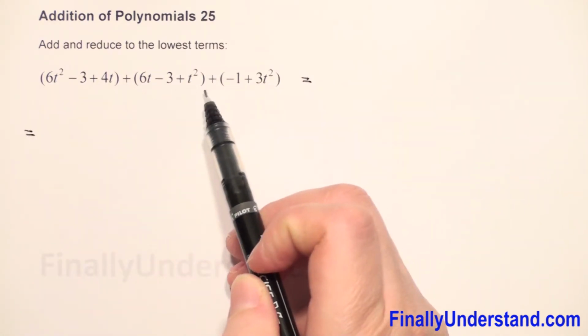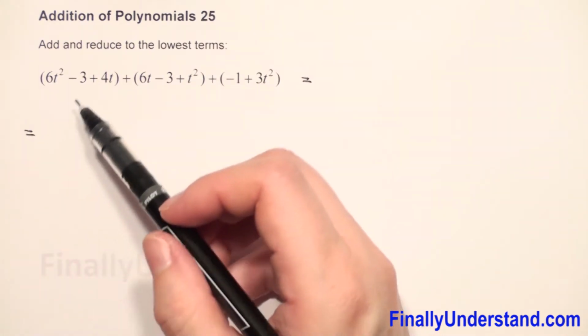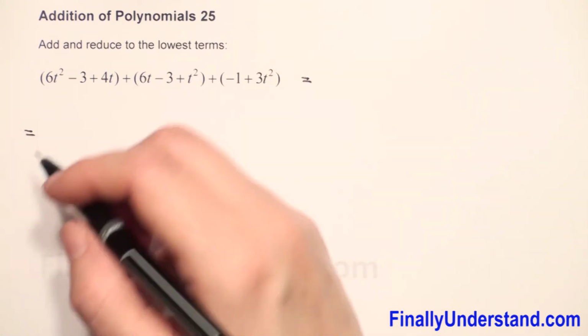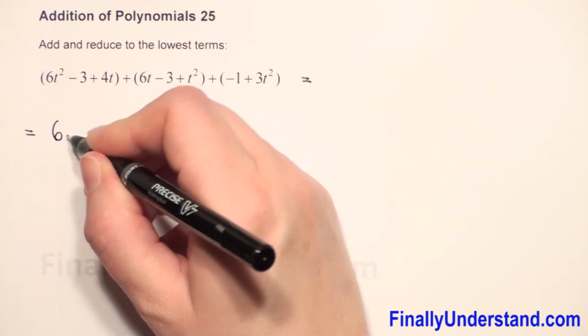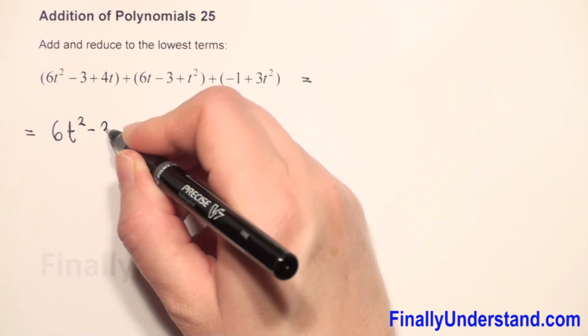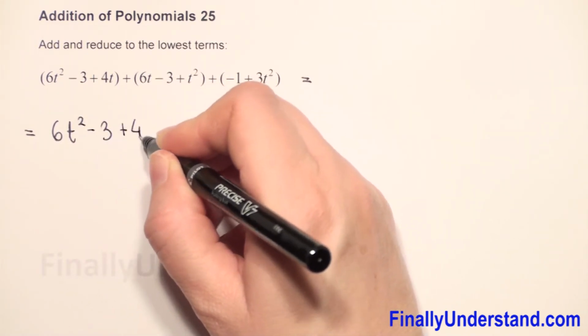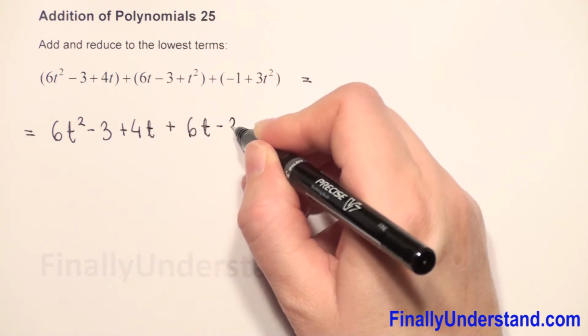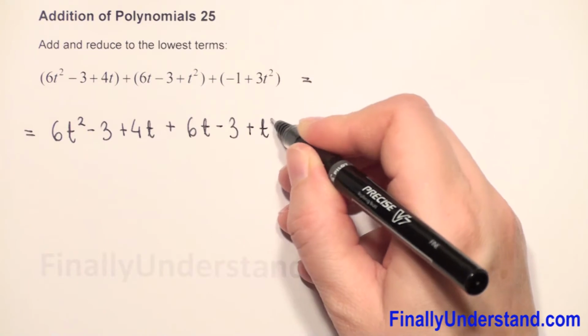Before parentheses, we have positive sign, so it means we have to take the parentheses and copy exactly what we have in parentheses. So we have 6t squared minus 3 plus 4t plus 6t minus 3 plus t squared.